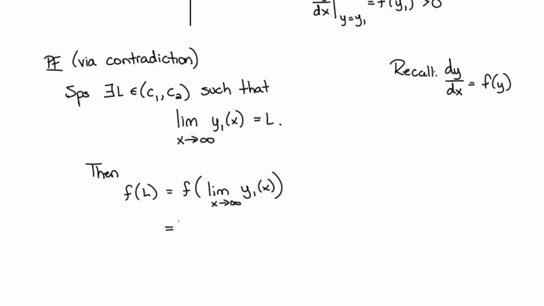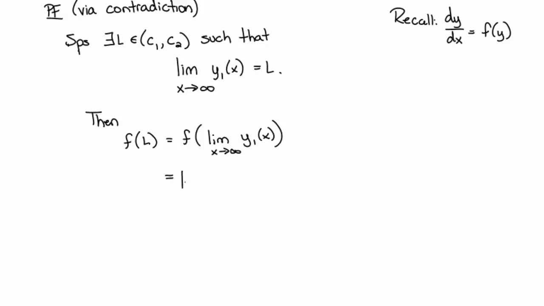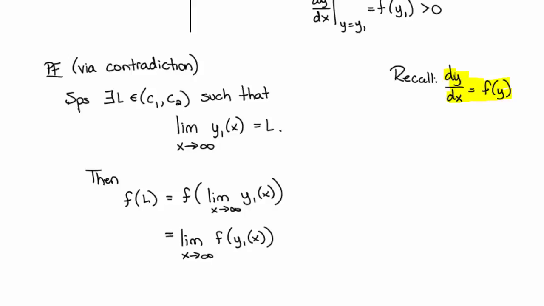However, then we can just go ahead and move the limit outside of the function, assuming continuity. So the limit as x goes to infinity of f of y sub 1 of x is going to equal f of L. However, again, looking at this recall statement, if I replace that y by y sub 1, we would actually be looking at the derivative of y sub 1, right? f of y sub 1 of x is just dy sub 1 dx.